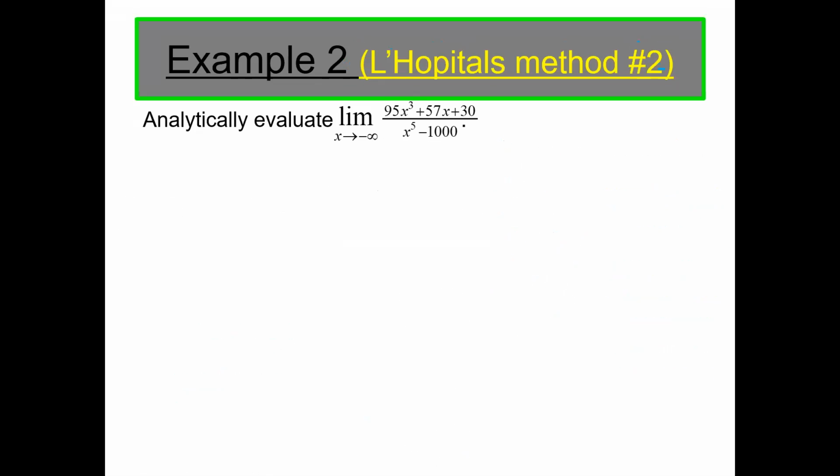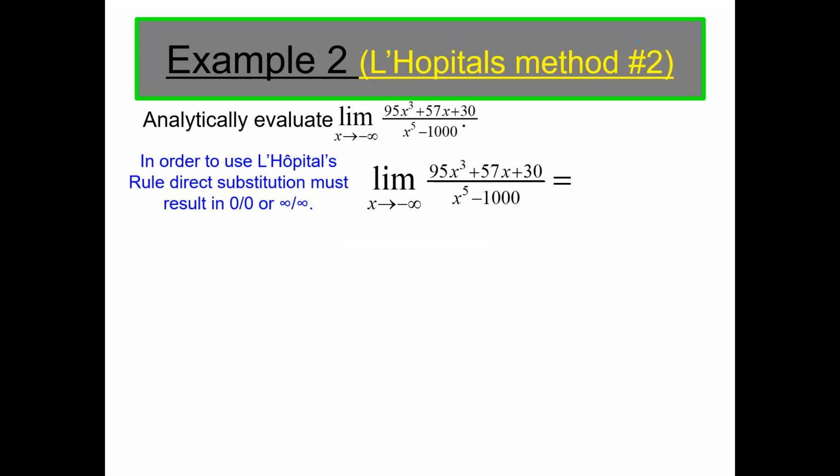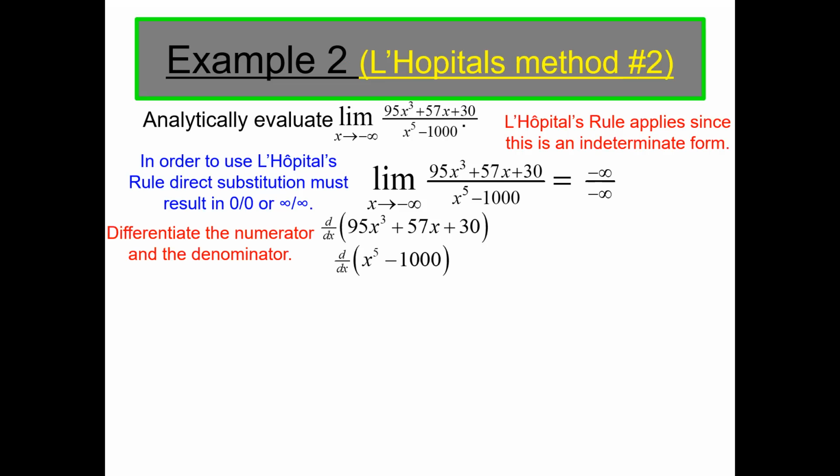Do the same thing over here, but this time let's apply L'Hopital's rule. With L'Hopital's rule, you differentiate the numerator and denominator, so I'm going to split them right here. The derivative of 95x cubed plus 57x plus 30 is going to give you 285x squared plus 57. And the derivative of x to the fifth minus 1,000 is 5x to the fourth.